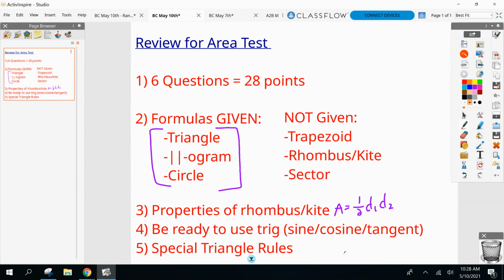I am going to give you the formula sheet. Whether you're in class or taking it on Formative, you will have the formula sheet available. I just want to remind you that the only 3 formulas available are triangle, parallelogram, and circle. Those are the only 3 you'll find on this reference sheet. The others, trapezoid, rhombus, kite, and sector, you are on your own for. That's on you.